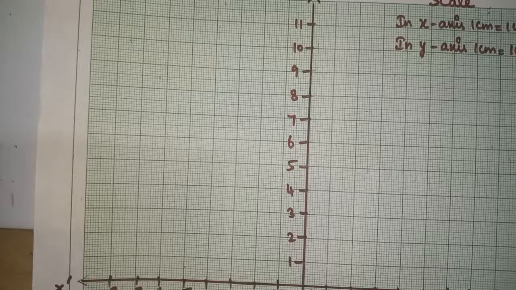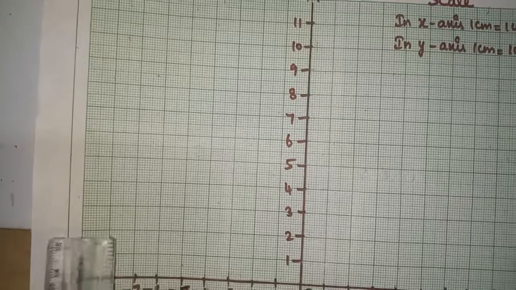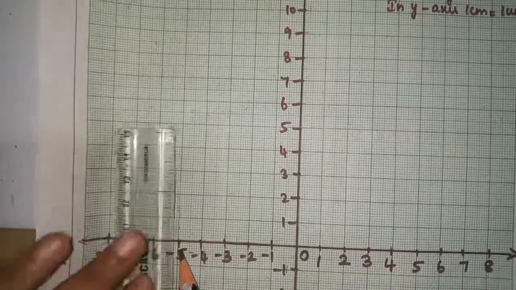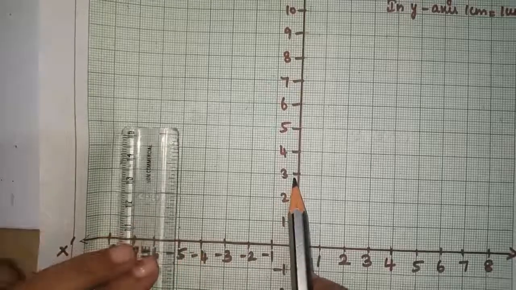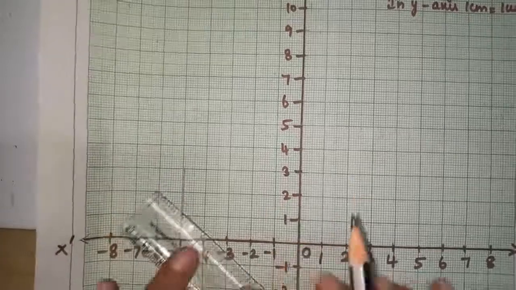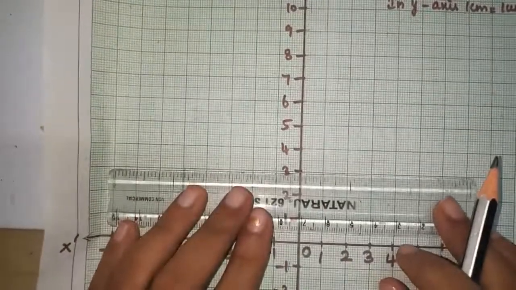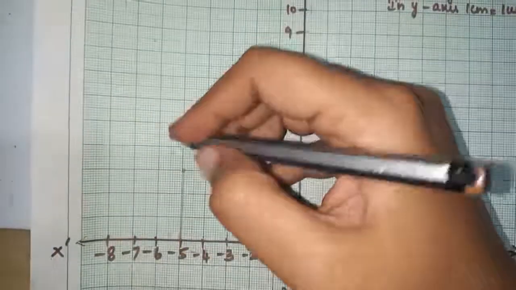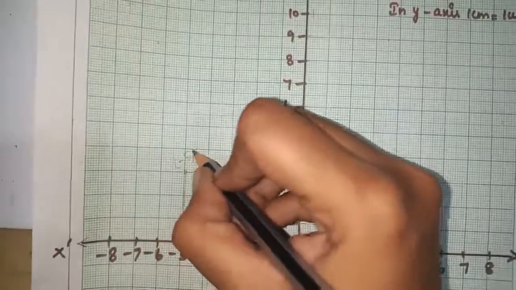So now we are going to do third problem, first subdivision. The first point is minus 5, 3. So minus 5 in the x-axis and 3 is in the y-axis. So you can get minus 5, 3. So this is the point minus 5, 3.